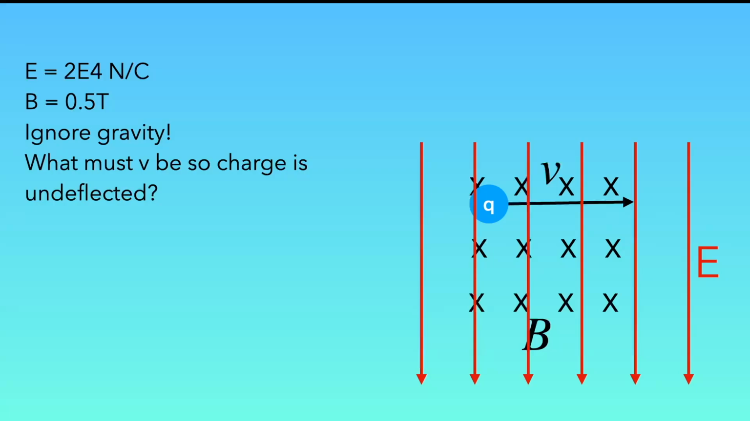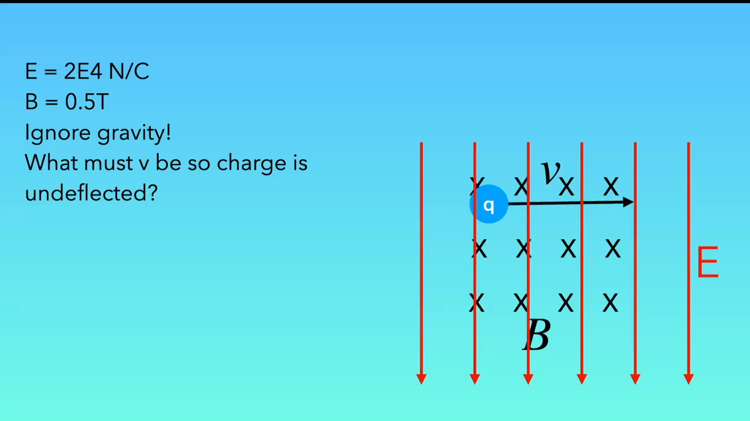Let's take this one. Same sort of situation, except now we have a positive charge. And they say, what must the velocity be so the charge is undeflected? No gravity. Okay, so we're not doing a vertical thing. But we have E field down, we have B field into. Okay, so instinctively, we're going to say the E field force is going to have to be equal to the B field force.